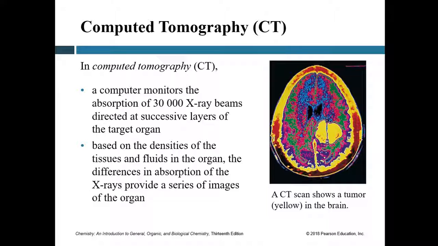So a CT scan, which I'm sure you've heard of, in computed tomography, a computer monitors the absorption of 30,000 X-ray beams directed at successive layers of the target organ. And it's based on the densities of tissues and fluids in the organs. The differences in absorption of the X-rays provide a series of images of the organ. So in this CT scan here, we have the brain, and here's our skull, but inside the brain, notice this abnormality here. This CT scan shows a tumor, that's yellow, in the brain.